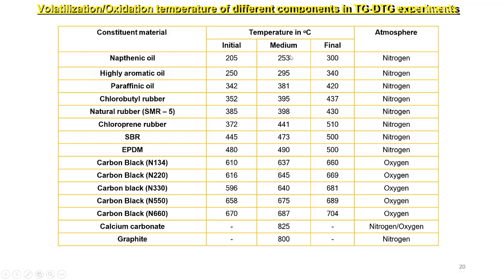So initial, medium, and final degradation temperatures are mentioned over here in the presence of a particular atmosphere like nitrogen or oxygen gas, or a mixture of both. Likewise, the TGA experiment can be done.